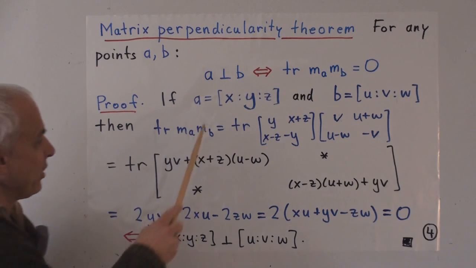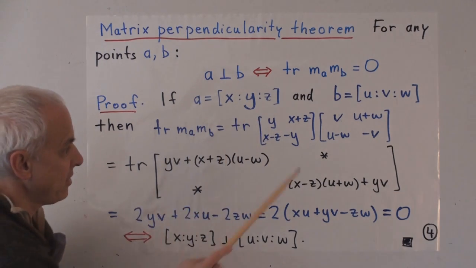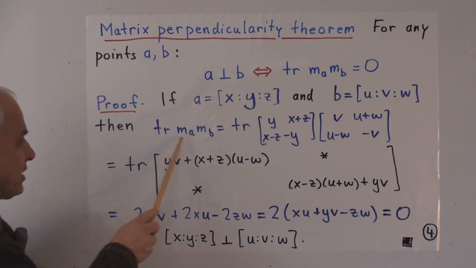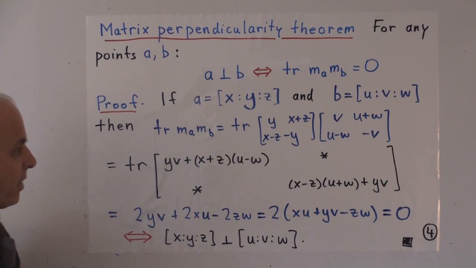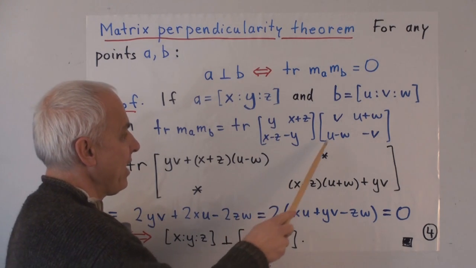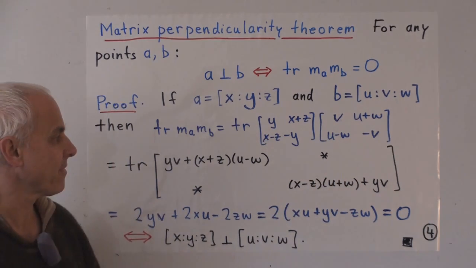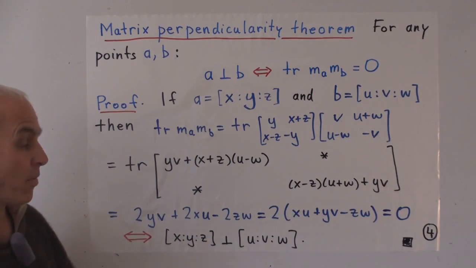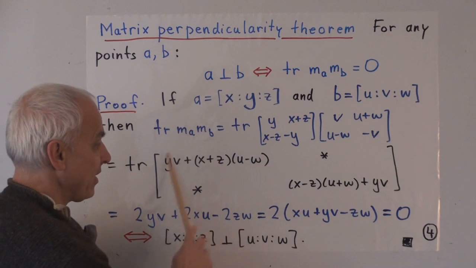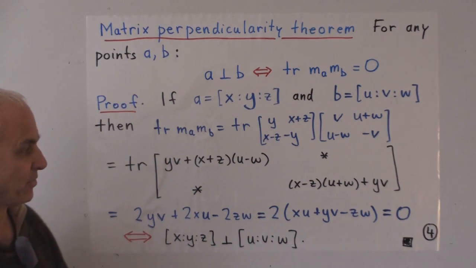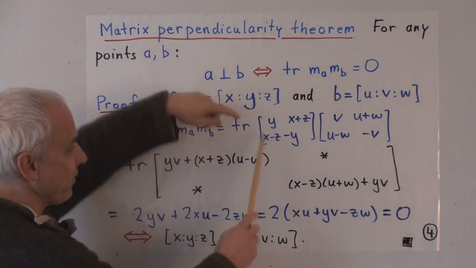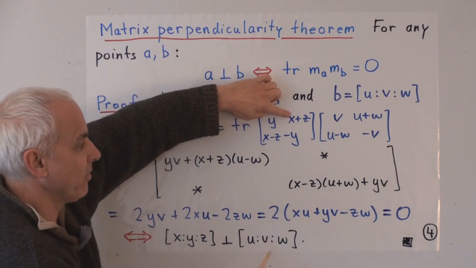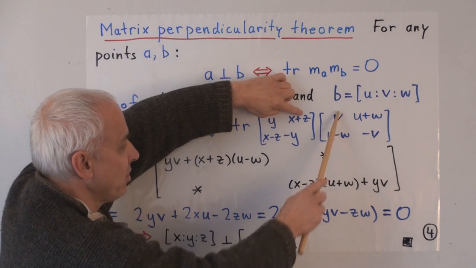Alright, let's prove this. We'll introduce coordinates for A, say x, y, and z, and coordinates for B, say u, v, and w, and we'll just make the calculation. So the trace of M sub A, M sub B is what? Well, it's the trace of this matrix, that's M sub A, and that's M sub B. Alright, so there's the trace of the product. Now let's find the product of those 2 matrices. We're going to take the trace in a second, so it's really only the elements on the diagonal that we need to compute. So this top left-hand corner of this product is y times v plus x plus z times u minus w. Remember, that's how we multiply a row vector by a column vector.